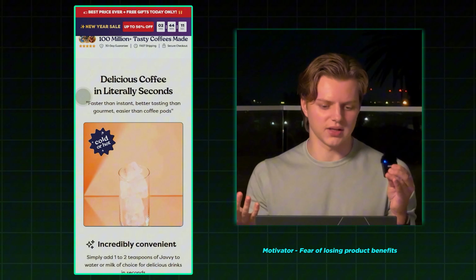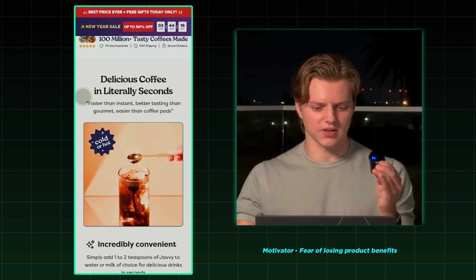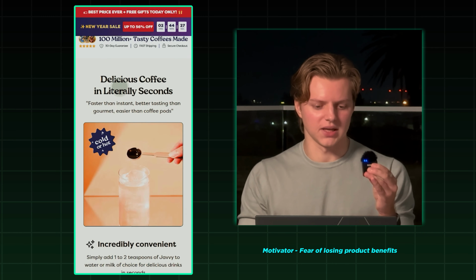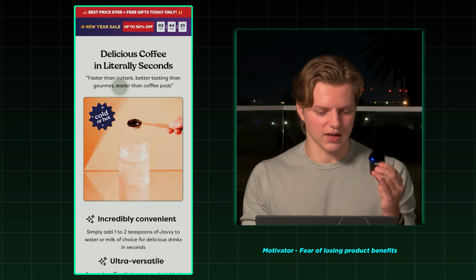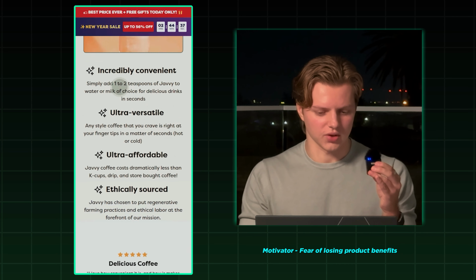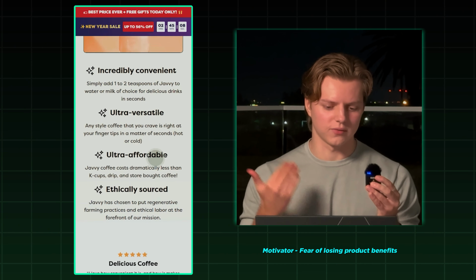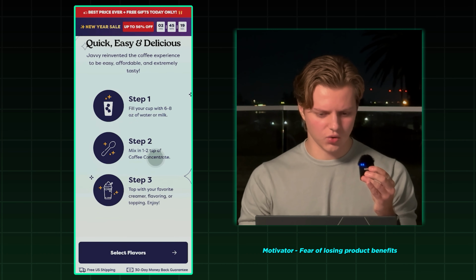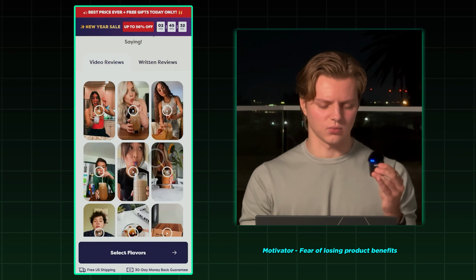So this is a pretty effective benefit statement. It cuts right to the chase and compares it to other alternatives and why it's superior, with a very high perceived likelihood of achievement, with it being in literally seconds, easier, better, faster, with a very nice illustration here. Then they move on to incredibly convenient, ultra versatile, ultra affordable, ethically sourced, and all these 4 points are very good, and they have a very good follow-up paragraph under them. And then very effective social proof, quick, easy, delicious, explaining the mechanism of action, and then this amazing review section.